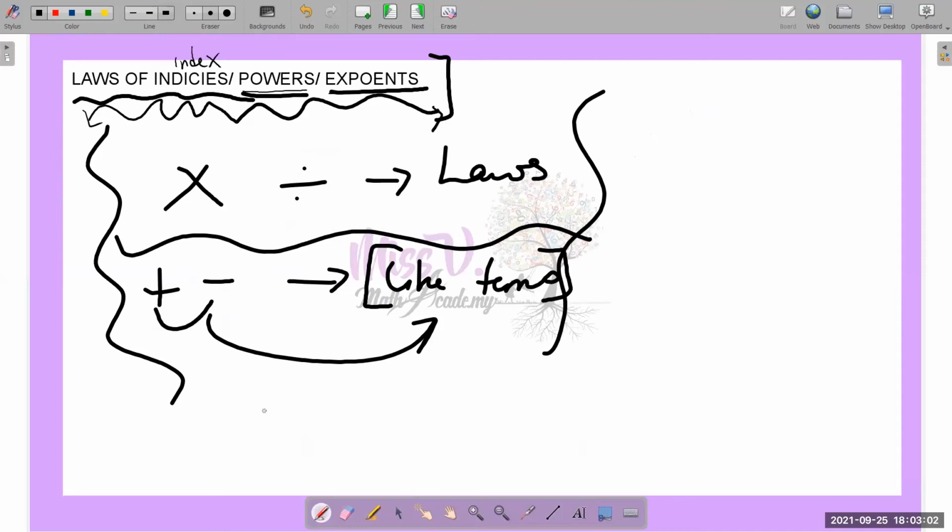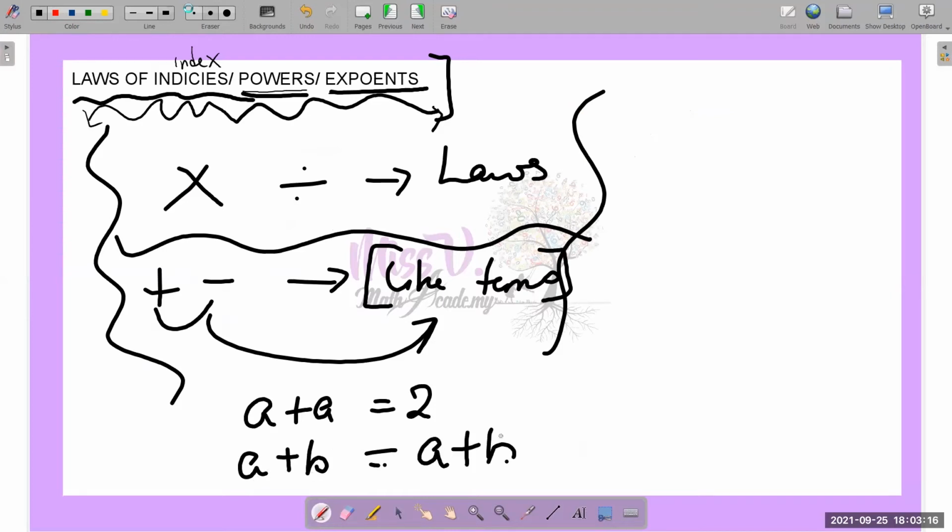Okay? So for example, I can add an A to an A. So like 1 apple plus another apple is 2 apples. But if I have an A plus a B, I can't add that, because it's almost like saying an apple plus a banana will always just give me an apple plus a banana. Okay? So that's the rules. Whenever you're adding and subtracting terms, you just need to make sure that you add and subtract like terms.